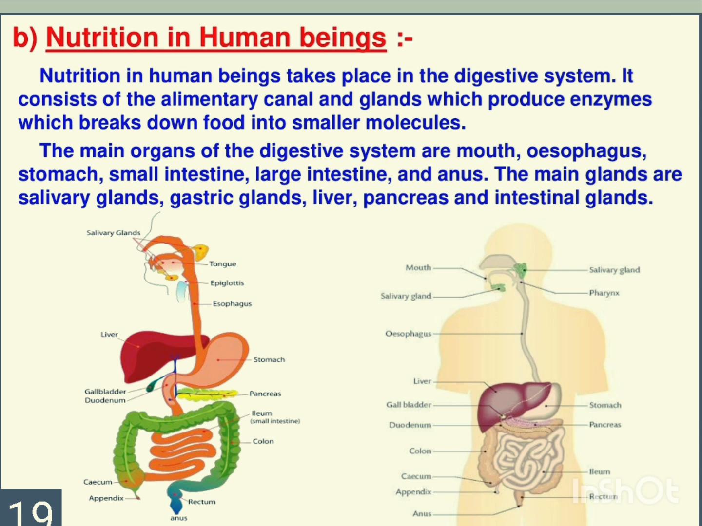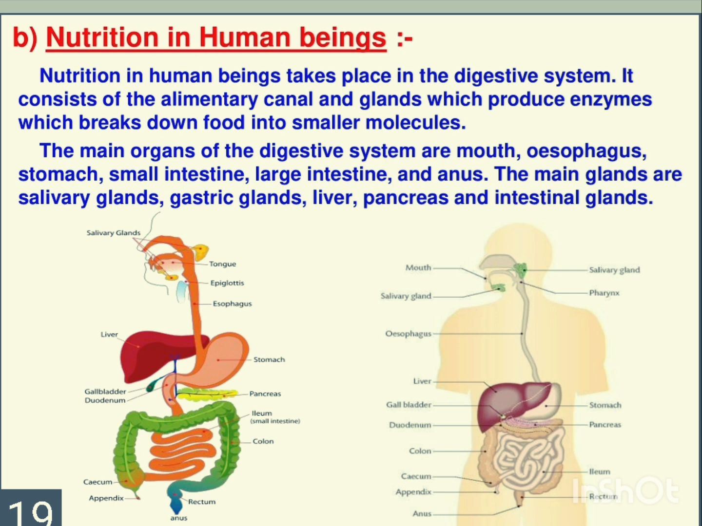The digestive system is the place where the food is digested in our body. We have certain enzymes which break down complex food items into the simplest food molecules. The main organs are the mouth, esophagus, stomach, small intestine, large intestine, anus, and the very important glands: salivary glands, gastric glands, liver, pancreas, and intestinal glands. Let us learn each in detail and how digestion takes place.